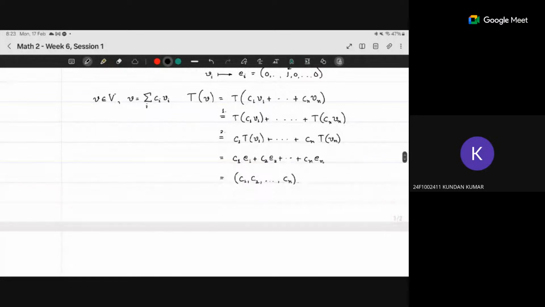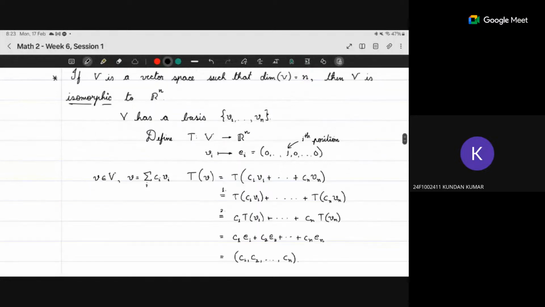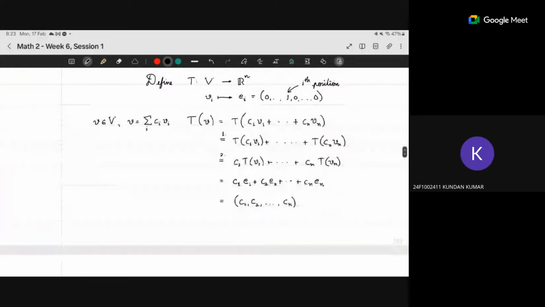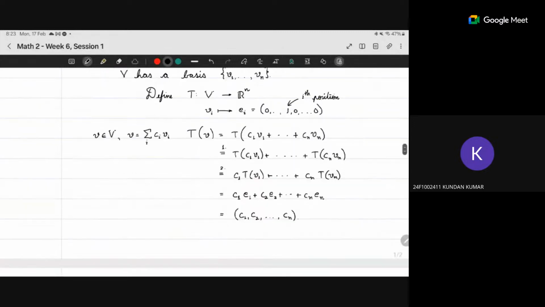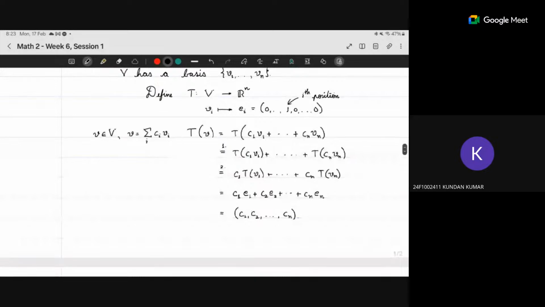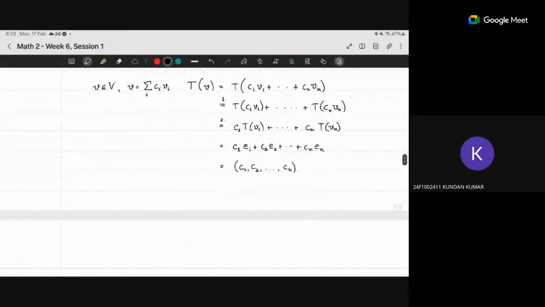Now I claim that this is an isomorphism. The fact that this is a linear transformation is obvious because we have just used this and extended it as a linear transformation. But if you want to check it, you can verify properties 1 and 2 for this assignment. But I'll not do that over here. What I will do is the isomorphism part. So in order to check if this is an isomorphism, what are the two things that I have to check?